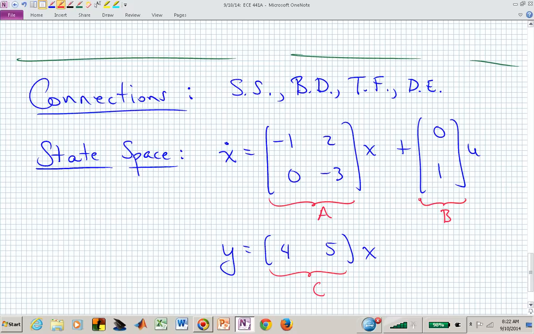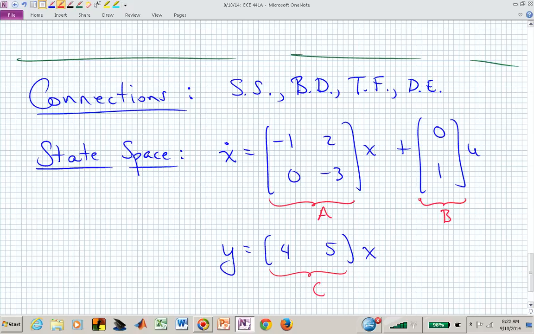If you had to sketch e to the -t and then you sketched e to the -3t, which one would take the longest to decay? That's the slowest mode. That's e to the -t, isn't it? That's the pole that's closest to the imaginary axis.